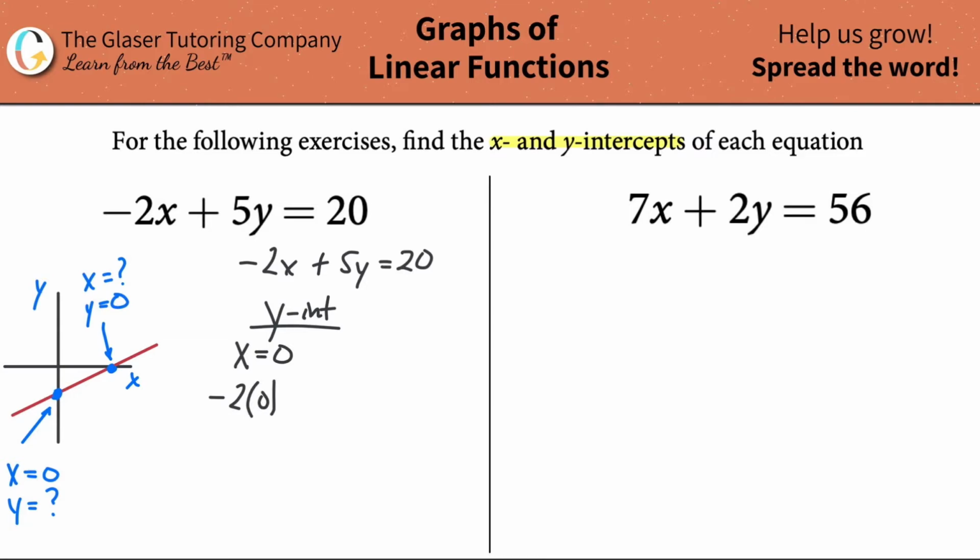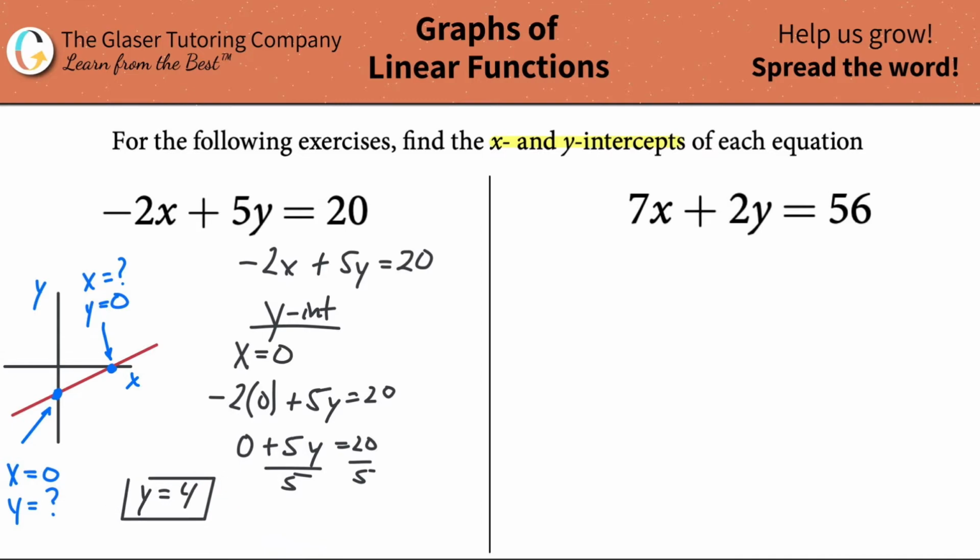So -2 times 0 plus 5y is equal to 20. I love when I see this because there's only one unknown, the y. That means I can solve this equation for y, and what I'm finding is the value of y when x is 0, which is the y-intercept. So this will be 0 plus 5y is equal to 20. Divide both sides by 5, and we realize that y has a value of 4. And there is the y-intercept. That's it. Boom.